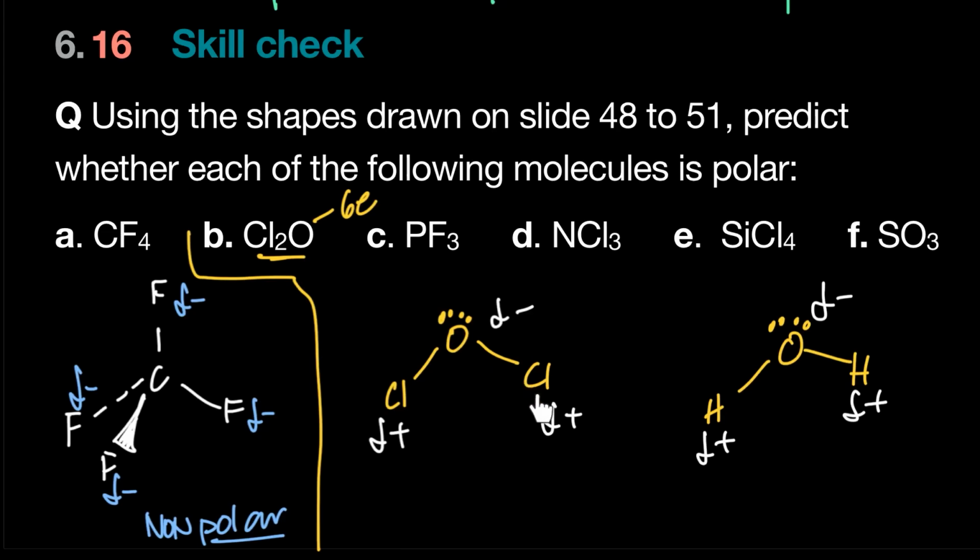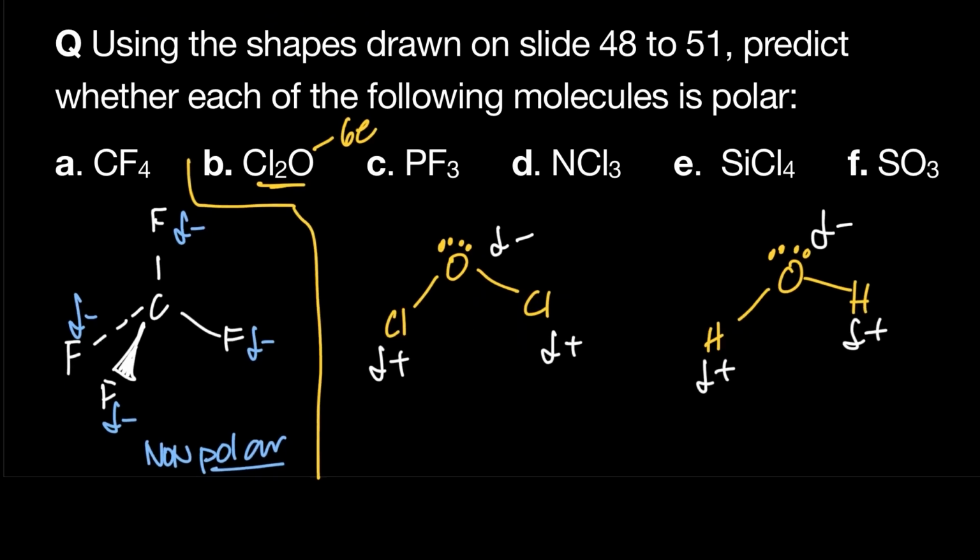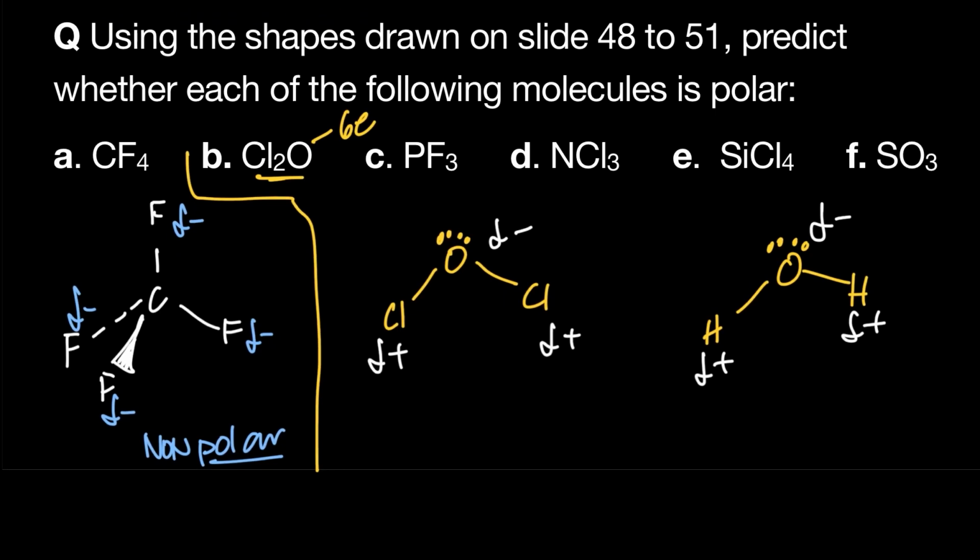In O and Cl, both are electronegative elements, but H is not electronegative. So here there will be more polarity, and here less. It's like saying, give me another example: between Cl and F and I and F, in which is the polarity greater? The greater the electronegativity difference, the greater the polarity.